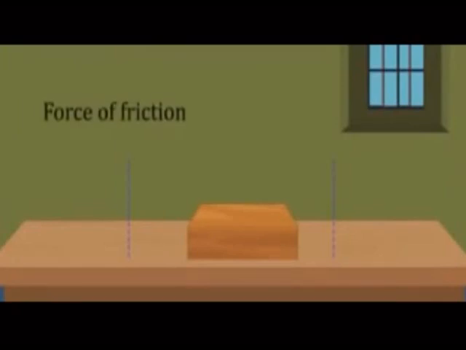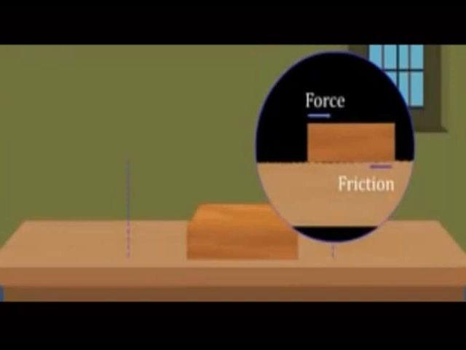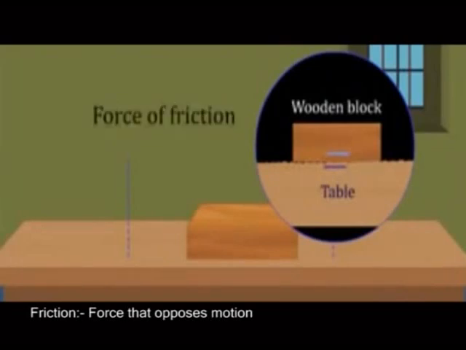This is called the force of friction. If you apply the force along the left, friction acts along the right. If you apply the force along the right, friction acts along the left. But in both cases, friction opposes the motion of the block. Friction is the force that opposes motion. In this case, friction acts between the surface of the wooden block and the surface of the table.